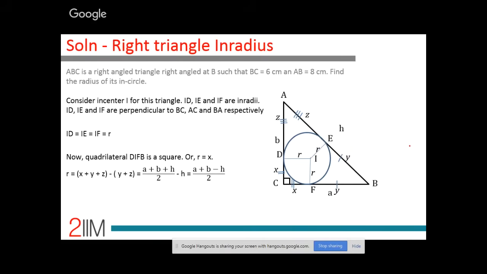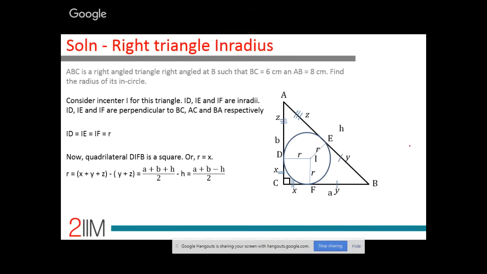Now, if you draw the line from the incenter to each side of the triangle, if you draw the 3 radii, we know that the 3 radii are perpendicular to the 3 sides. So from incenter, if you draw radius ID and IF, what shape is DIFC? Square. DIFC is a square. 2 radii, all 4 right angles, radii are equal, the tangents are equal. Or effectively, this X that we try to find is nothing but inradius.